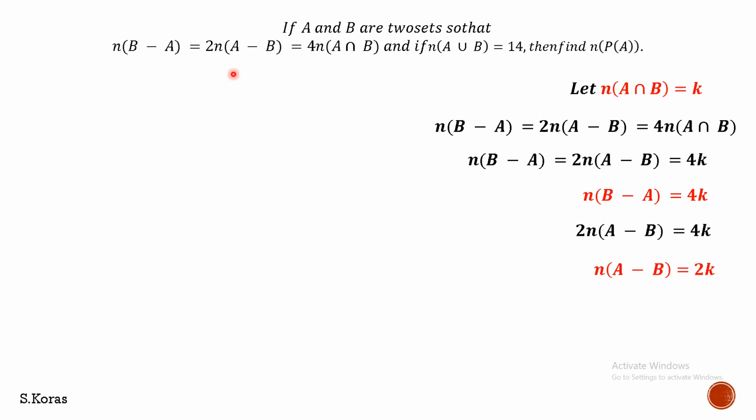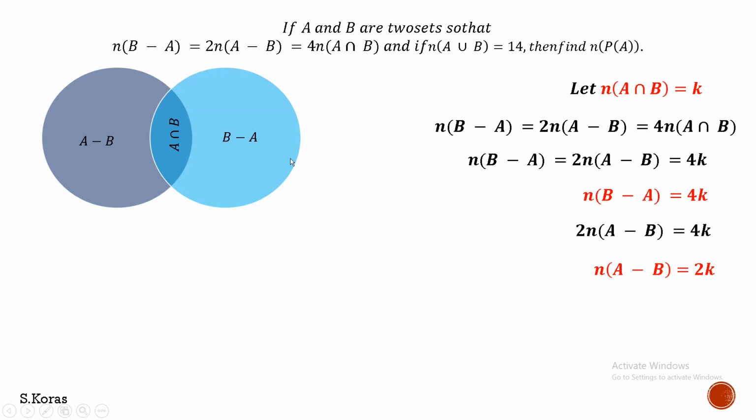collectively give us A union B, because this is only B, this is only A, and this is common to A and B. So it gives us collectively A union B. If you see this diagram, you can understand it. So this is A difference B, that is only A. This is B difference A, that is only B. After that, the common one, that is A intersection B. From this, you can come to your conclusion.